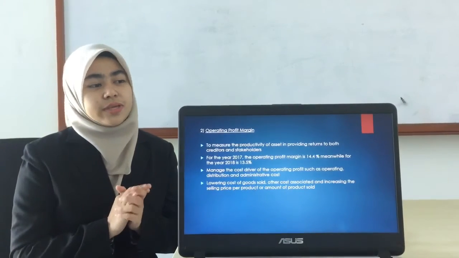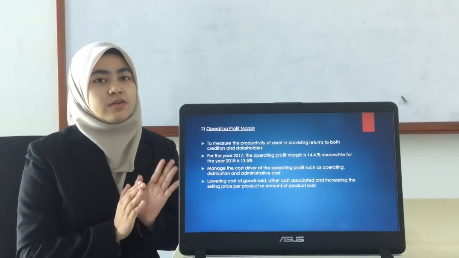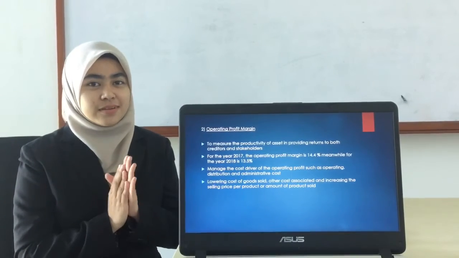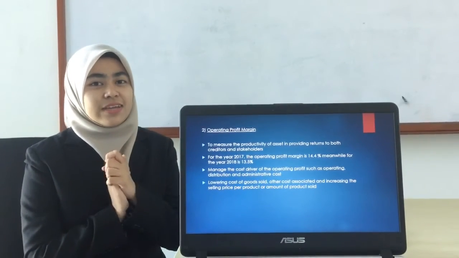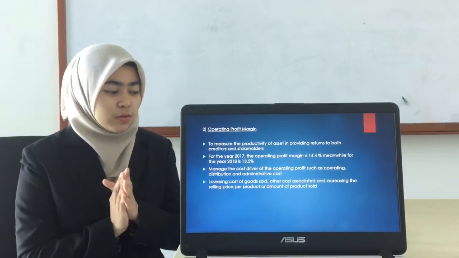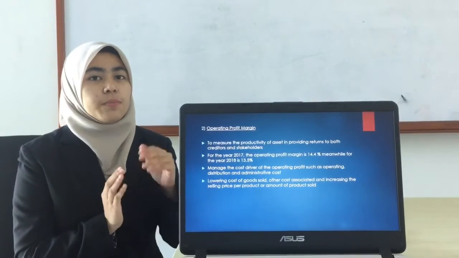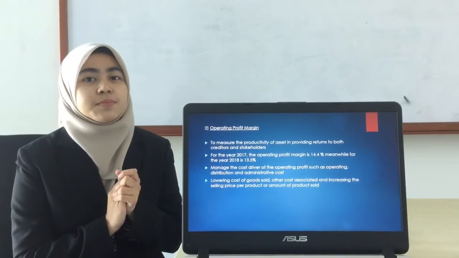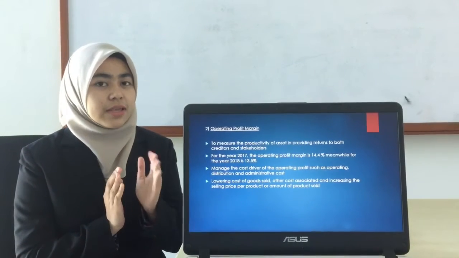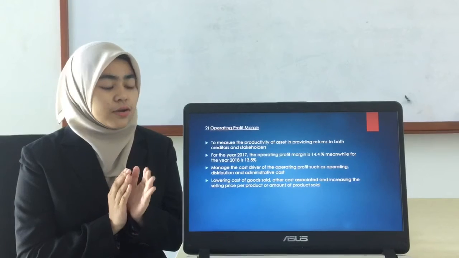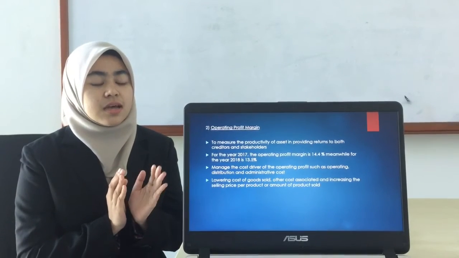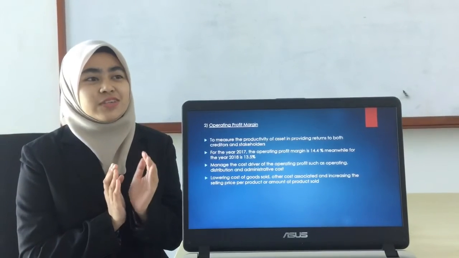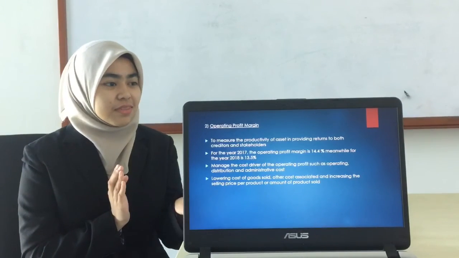The second ratio in profitability ratio is operating profit margin. The purpose of the ratio is to measure the productivity of assets in providing returns to both creditors and stakeholders. Moreover, operating profit can be obtained from calculating the number of products produced, the price per product, direct and indirect costs, and also the other operating expenses such as administrating costs, manufacturing and distributing costs.